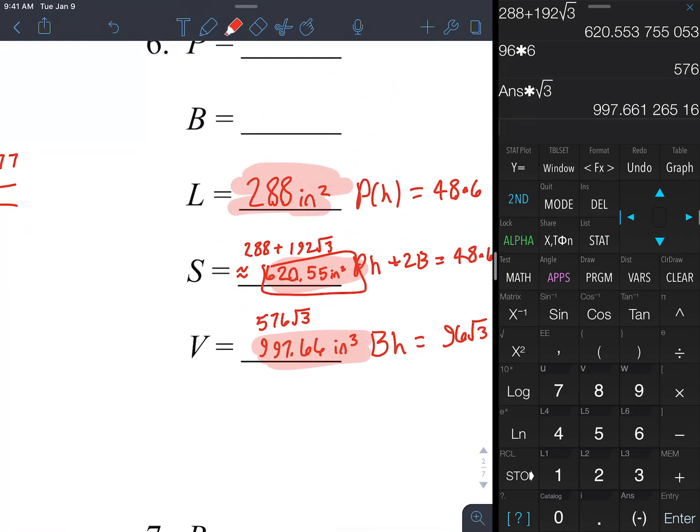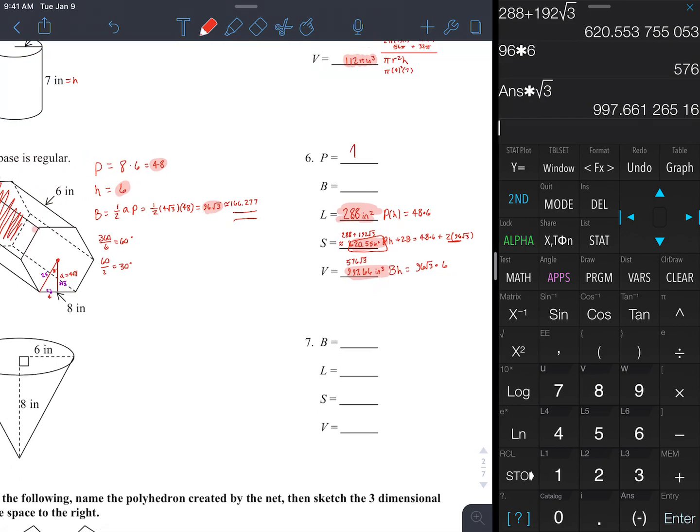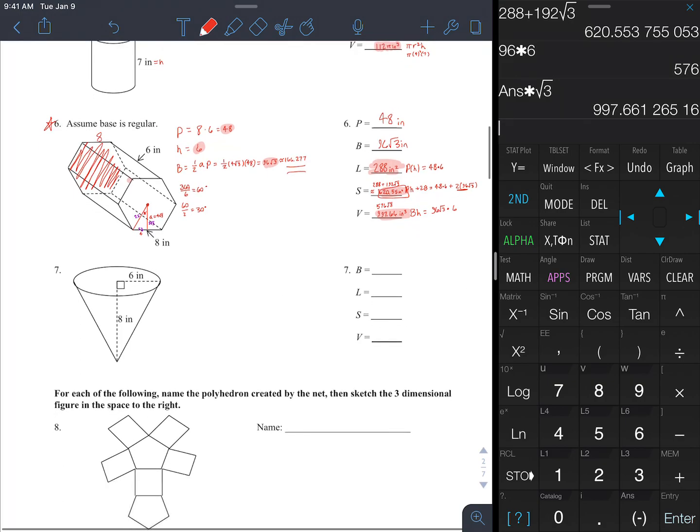I guess, if you want to go copy over your perimeter and base, perimeter is 48. I guess that would be in inches, and then the area of the base is 96 square root of 3 inches, or the 166.227. So yeah, kind of a longer problem. Those are probably the hardest type of problems on this test right here.